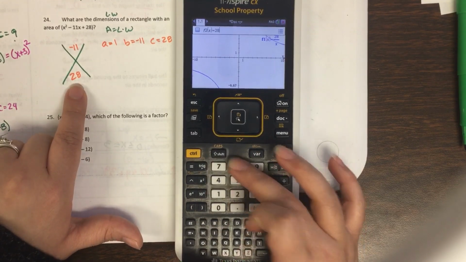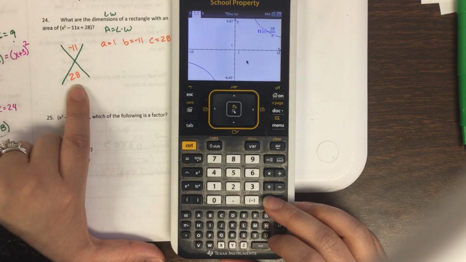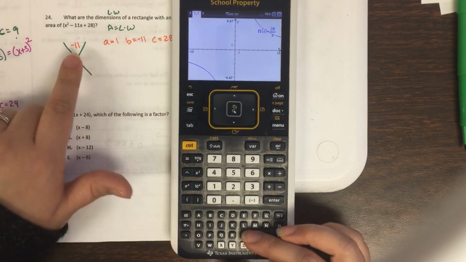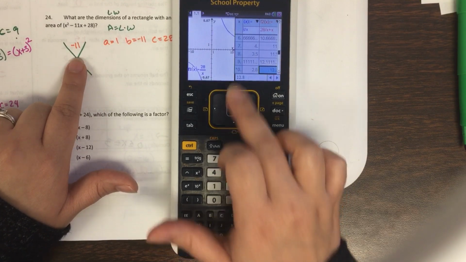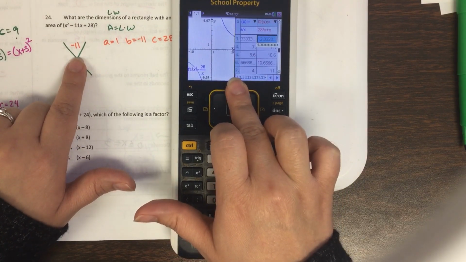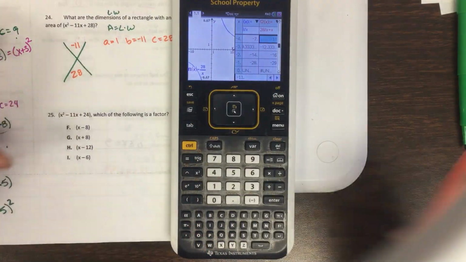Tab, the bottom number divided by x plus x. And we go Control T. I'm looking for a negative 11. I'm not seeing it when I go down. I'm just getting positive values. Since it's negative, I want to go ahead and go up, and I see it's negative 4 and negative 7.